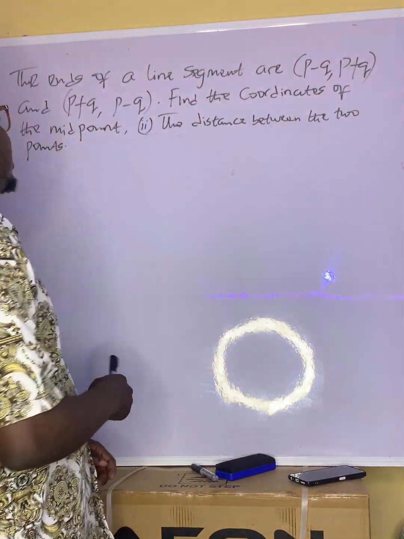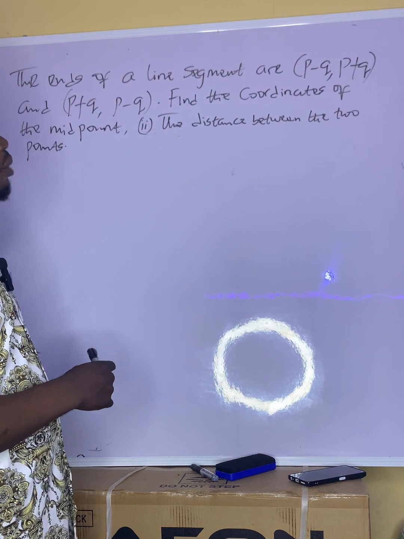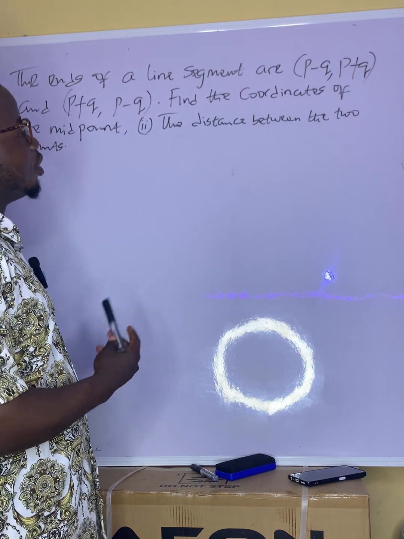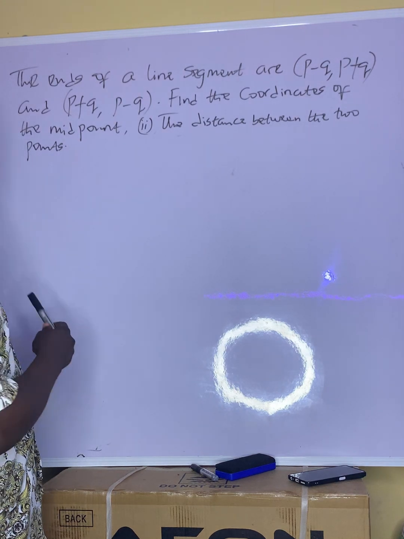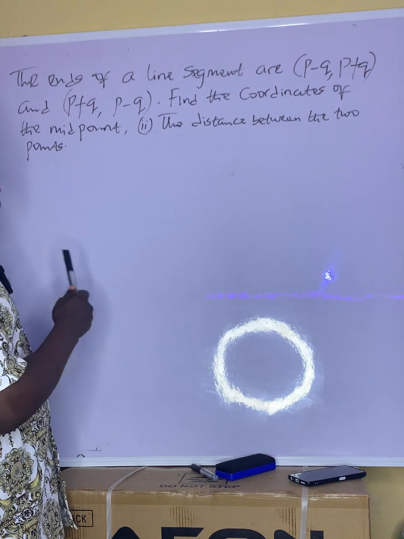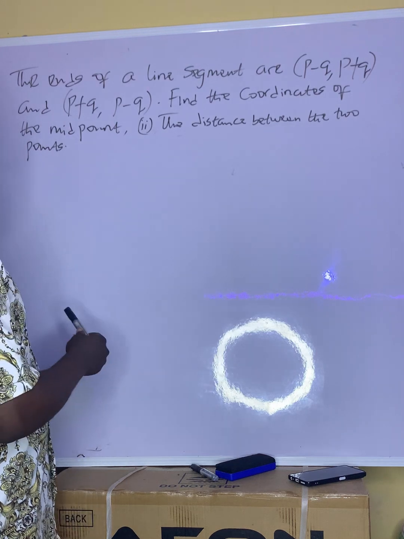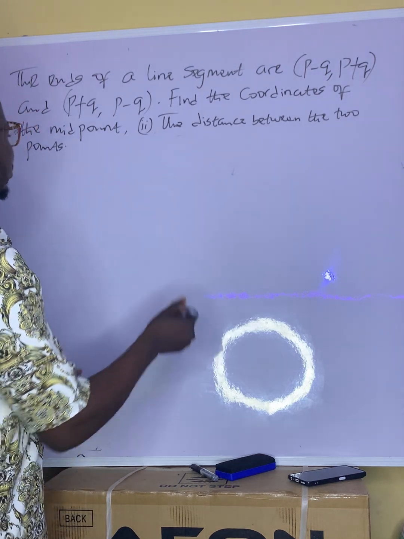And the question that we have here is, the ends of a line segment are (P minus Q, P plus Q) and (P plus Q, P minus Q). Find the coordinate of the midpoint. That's the first question. The second question: the distance between the 2 points. So now let's go to the solution.